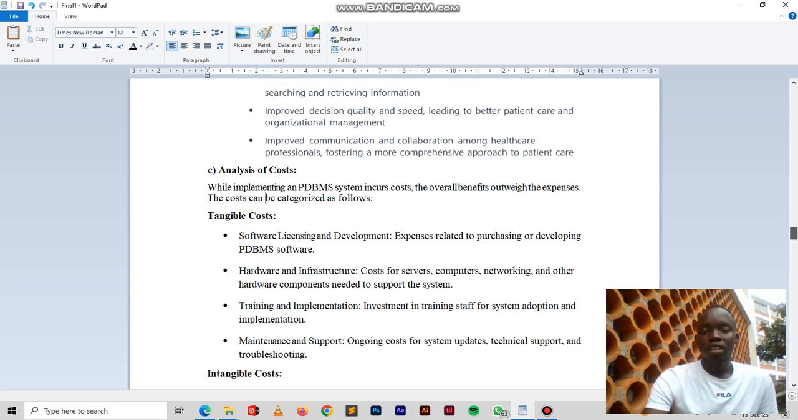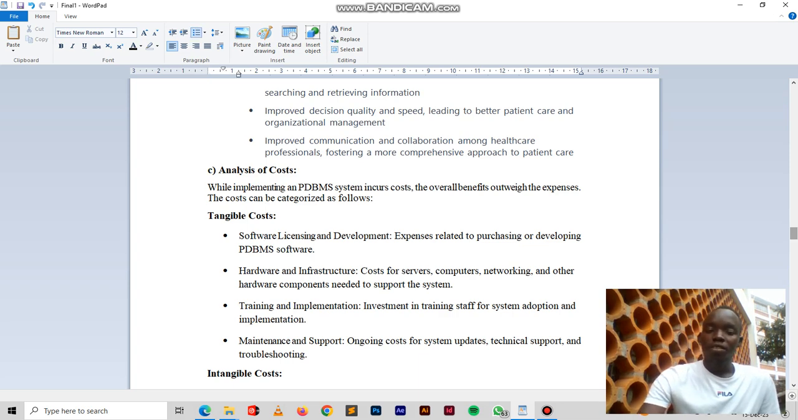And the analysis of costs. The analysis of costs is divided into two: tangible costs and intangible costs. When I talk of tangible costs, this will include the requirements that I will need in my system, like the hardware and the software, the software licensing, training and implementation of this system. I also have maintenance and support. This will require some good money for this system to be implemented.